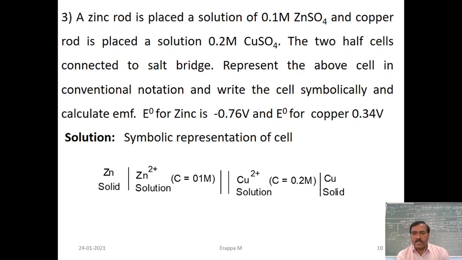Then on the right side, copper solid is placed in copper sulfate solution, its concentration is 0.2 molar. These two electrodes are separated with a double vertical line. We call it a salt bridge. Zinc rod is placed in zinc sulfate, single vertical line. Copper rod is placed in copper sulfate solution, its concentration, another single line. These two half cells are connected by means of a double line, the salt bridge.